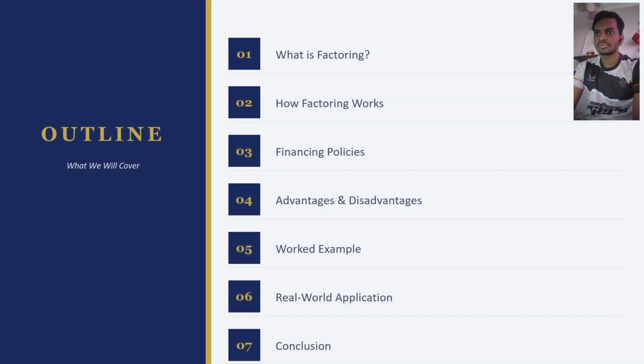Today I'm going to present about account receivable financing, factoring, working capital management, and short-term financing. The outline of what we're going to cover: first, what is factoring; second, how factoring works; third, financing policy; fourth, advantages and disadvantages; fifth, worked example; sixth, real world application; and seventh, conclusion.